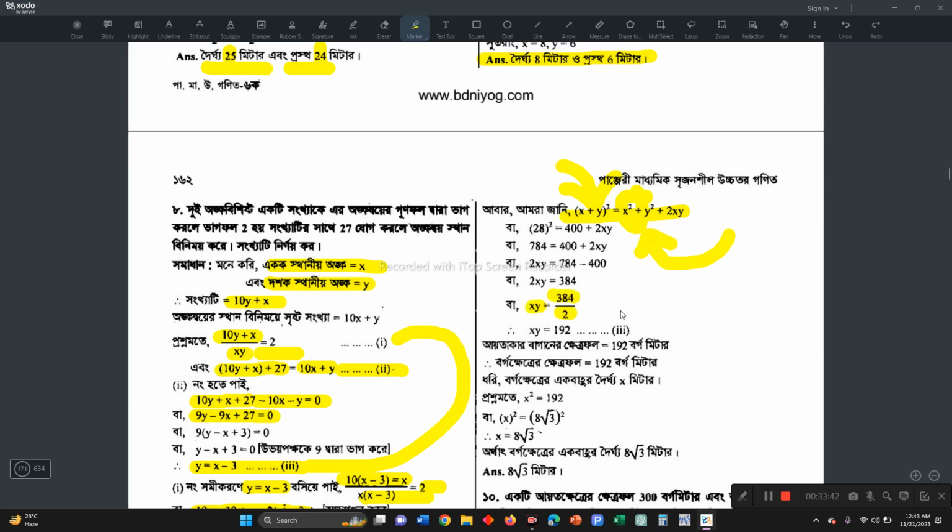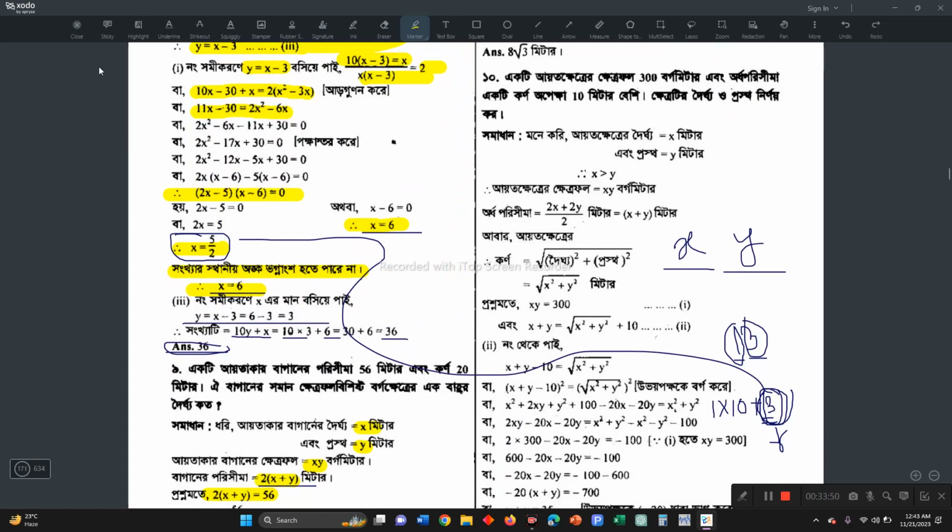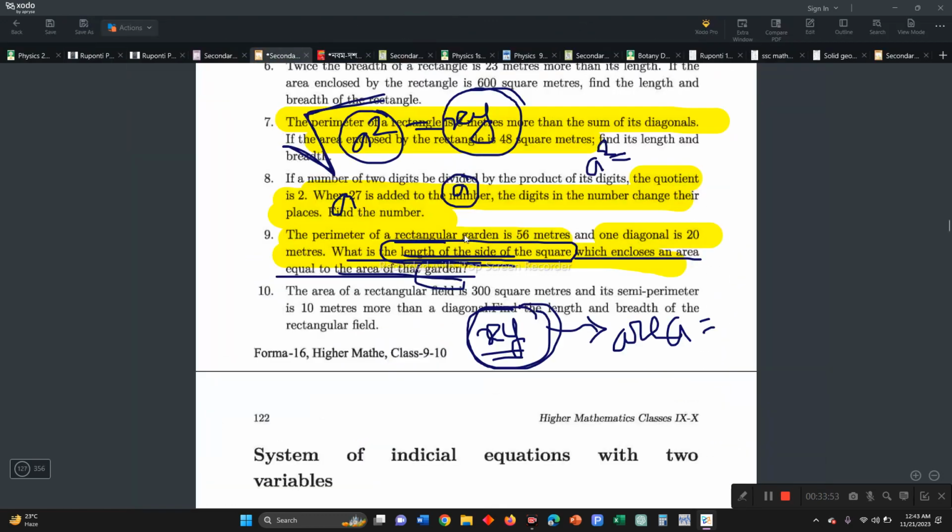And this is the area of the rectangle, or the area of the garden, which is equal to the square that they have said in the question, which encloses an area equal to the area of the garden. The area of the square encloses an area equal to the area of the garden. That means this xy is equal to the area of the square that encloses the garden.